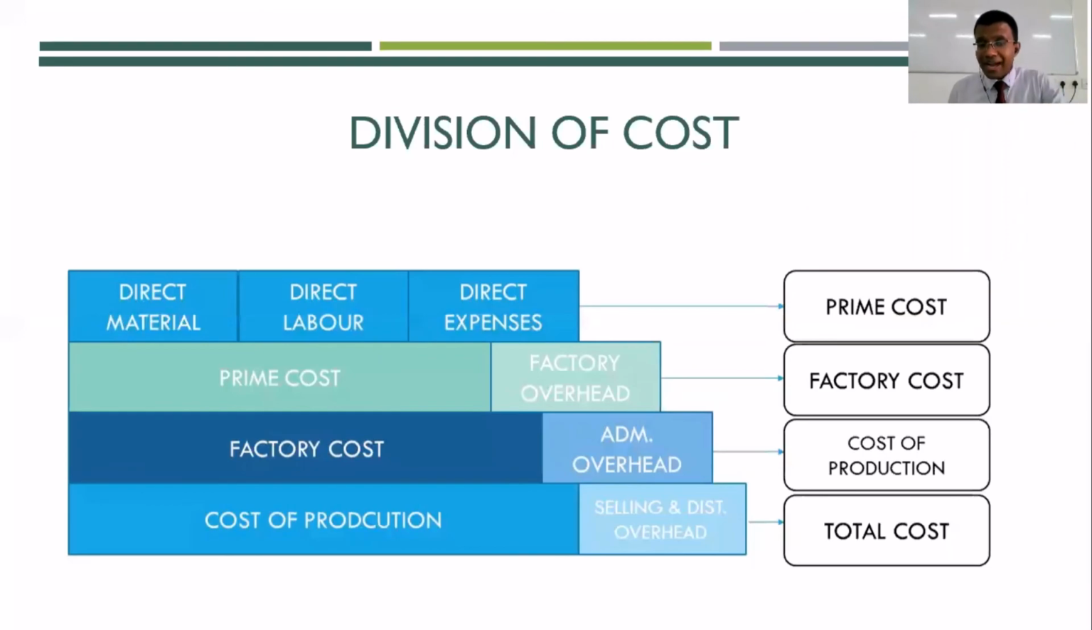Now again, factory overheads can be of three kinds. You can have indirect factory material, indirect factory labor, indirect factory expenses. So prime cost plus your factory overhead, you will get factory cost. Factory cost plus admin overhead, you will get cost of production. Cost of production plus your selling and distribution overhead, you will get your total cost. So this is another division of cost that we have discussed. I will be discussing the division of cost once again in a little more detail in the next session.